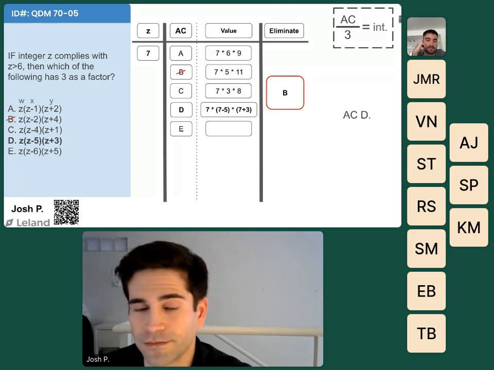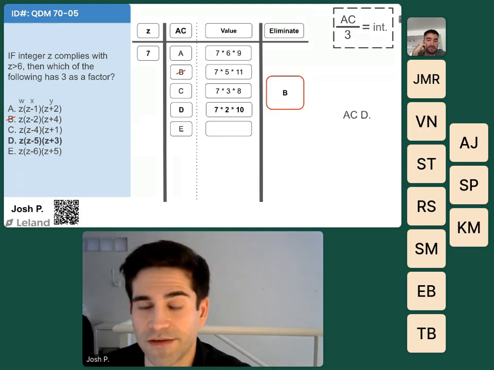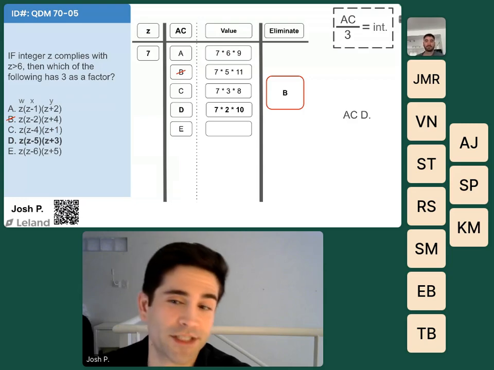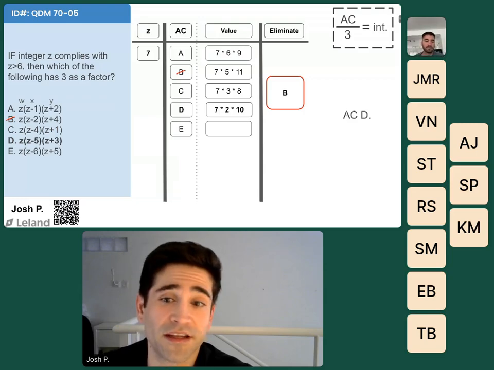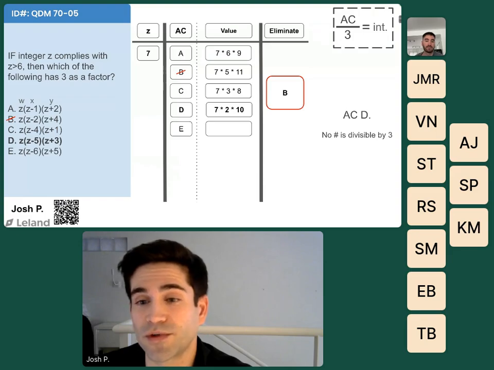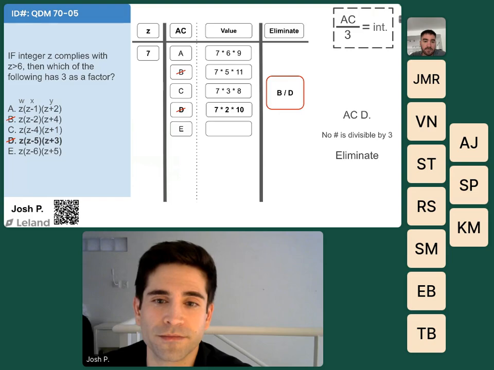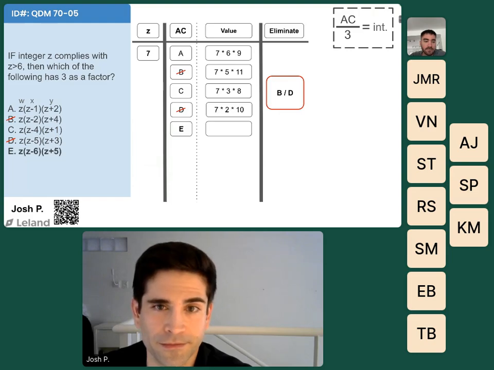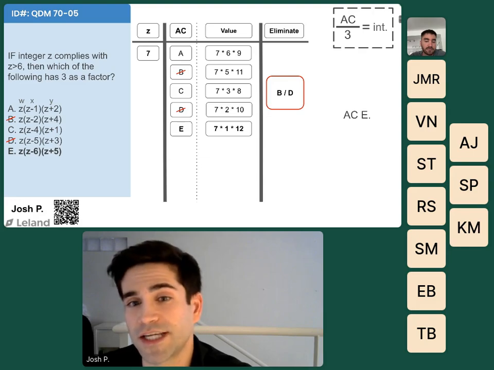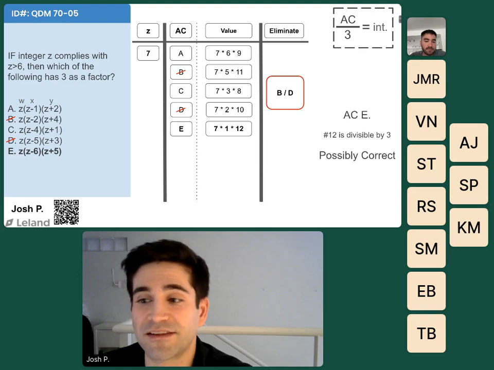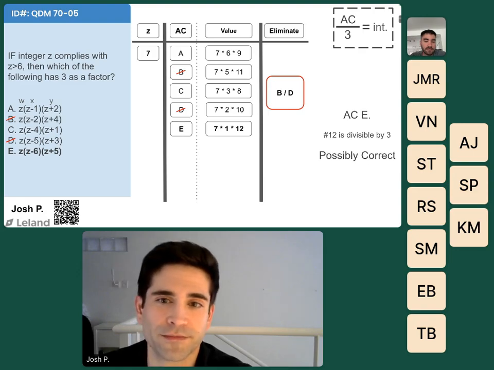D becomes 7 times 2 times 10. And in this case, no number is divisible by 3. So we can eliminate this answer choice. E becomes 7 times 1 times 12. 12 is divisible by 3. So this answer choice is possibly correct.